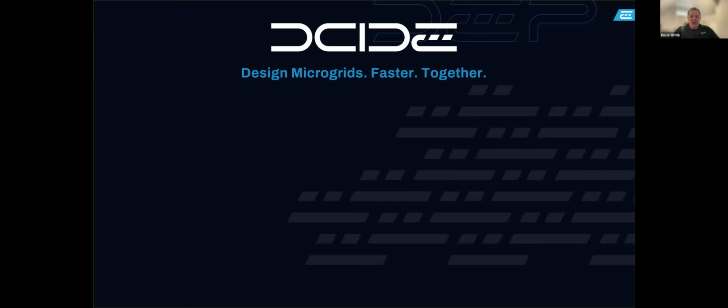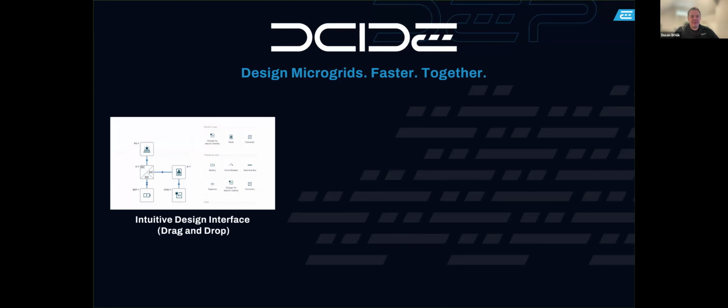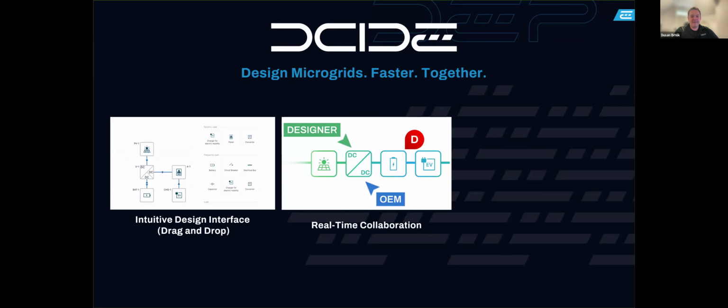So today, we are going to show you how to design a DC microgrid with a product that DEP introduced to the market called DCIDE. And DCIDE is made to design microgrids faster together. DCIDE has an intuitive design interface. This was extremely important for us, to make sure that you can drag and drop features, so you can really move at the speed of thought and focus on the application at hand.